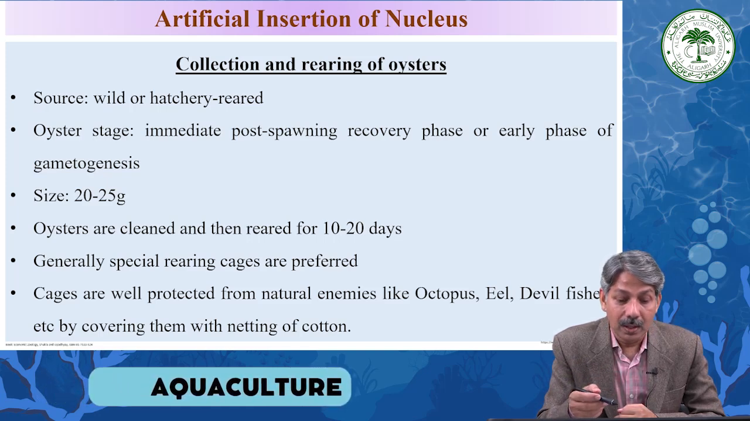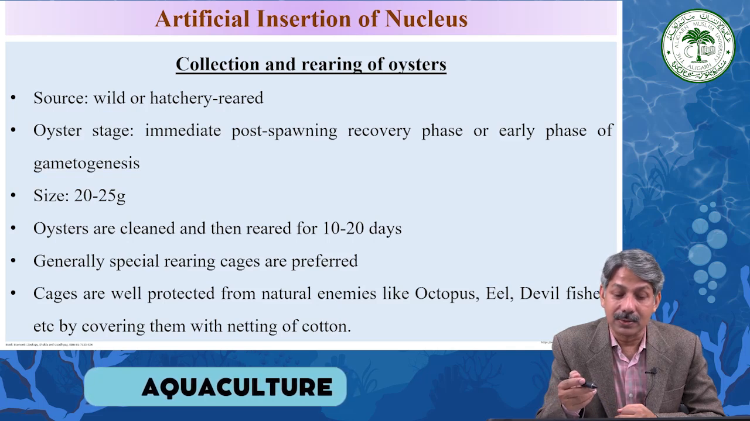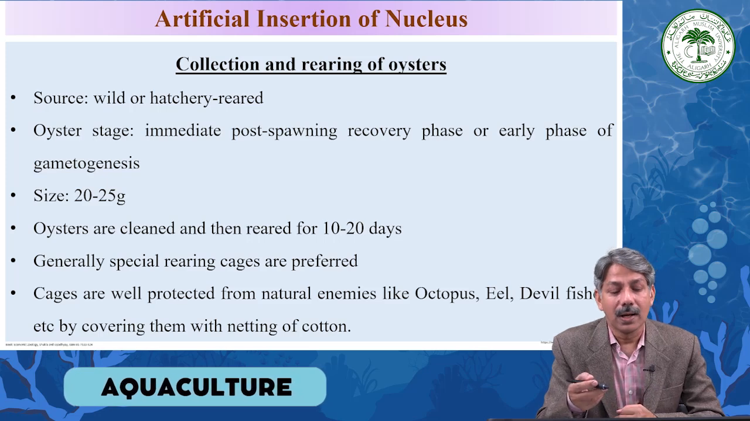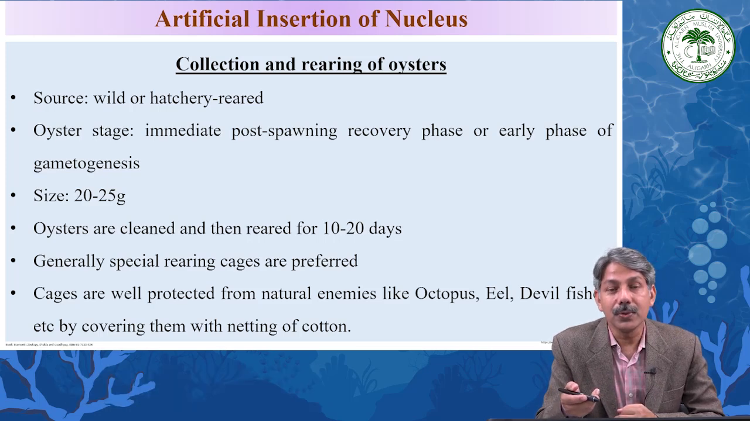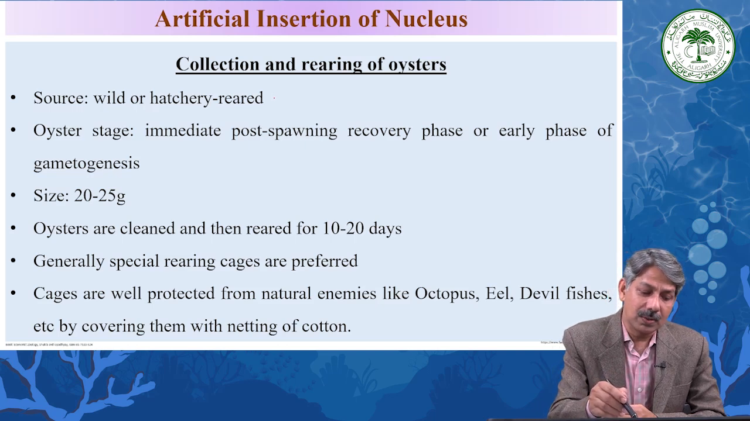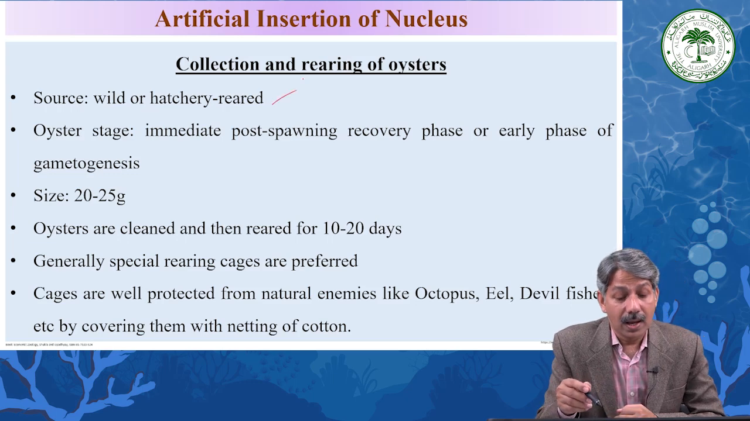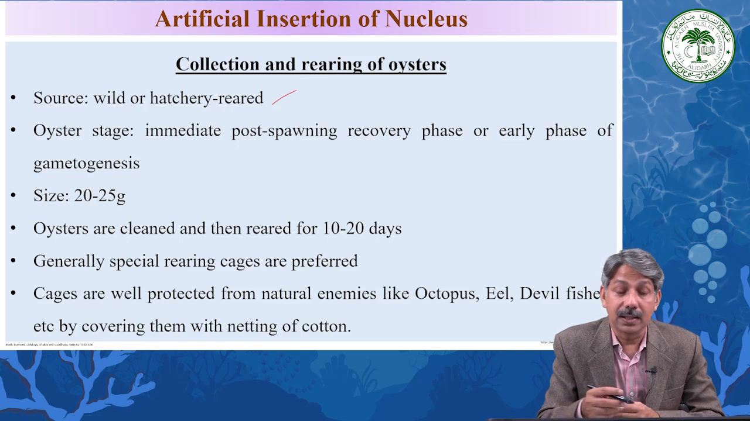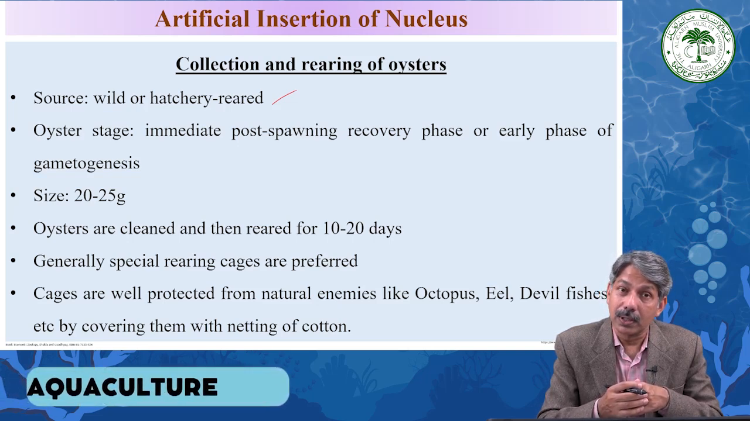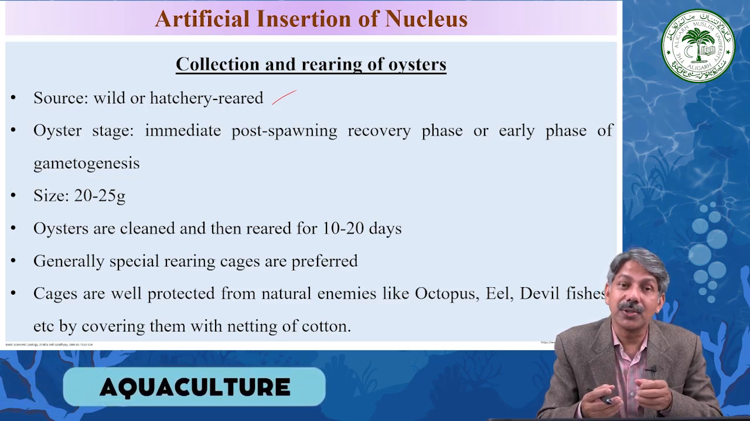Collection and rearing of oysters, in the artificial insertion of nucleus: if we have to do it, how to do it? First we will have to collect and rear the oysters. Hatchery source, wild or hatchery reared, any oyster you can take. I discussed in detail in my previous lecture how we can collect the oysters which are suitable for artificial insertion of the nucleus, which can be used for pearl formation.